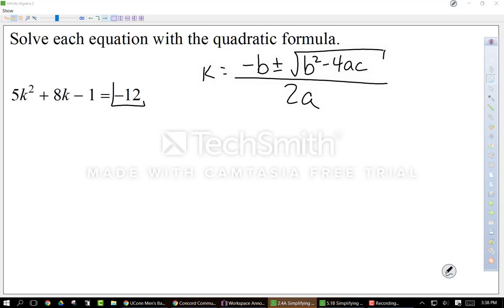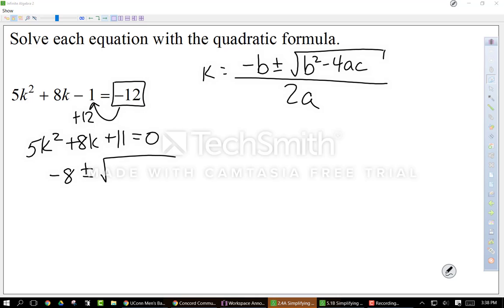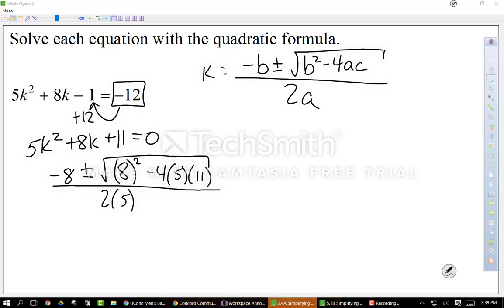The second step is I need to make sure this is 0. How do I do that? I have to add 12 to both sides. So that is 5k squared plus 8k plus 11, now set to 0. I have my a, b, and c all there. So now I want to flip my b, so that's negative 8 plus or minus the square root of 8 squared minus 4 times 5 times 11 over the quantity 2 times 5.